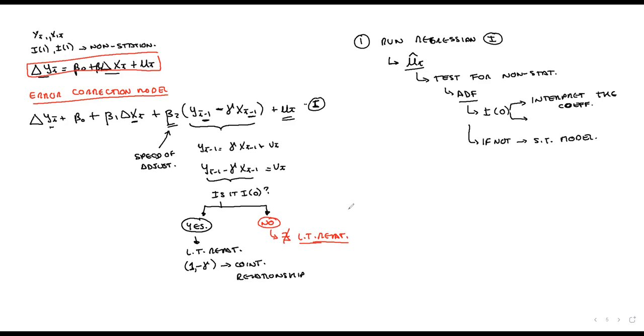By the way, the first model is called the two-step model. This model here is called the two-step Engle-Granger model. Okay, and of course, it's very intuitive, very easy to understand, very easy to implement. However, it has a very, very significant issue. So what is the problem?